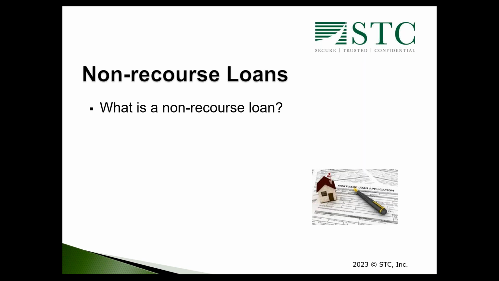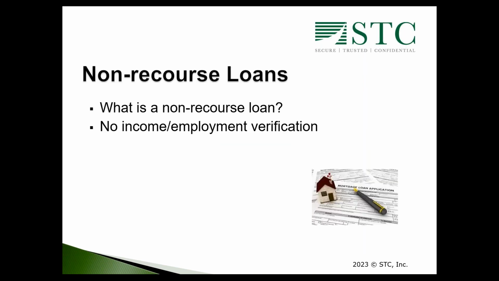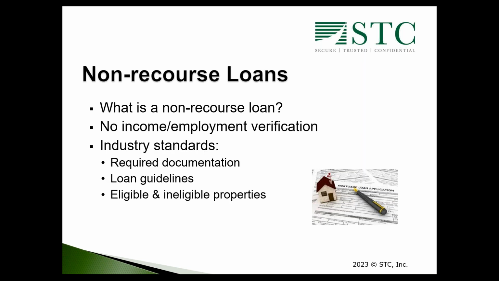The only recourse to the lender, if there's a default on this loan, is the property itself. There's no other recourse. That's where that term comes from. So in the event of default or foreclosure, the property is the only source of repayment. Again, this is your retirement account that is getting this loan, not you personally. So your retirement account doesn't have a job, so there's no income or employment verification.